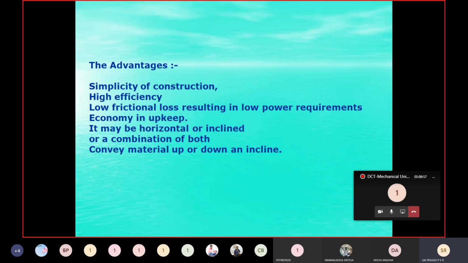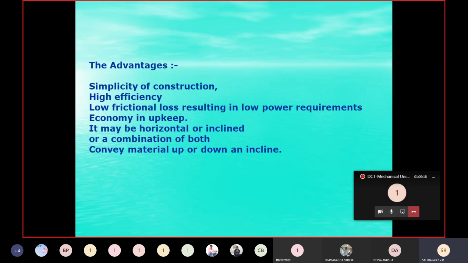Then economy in upkeep. Since its cost is less and it is simple in nature, when we find that we can have a suitable application for this, we don't have any problem going with it, because we can have it within our own budget. There is no problem. It may be horizontal or inclined. That is important, as I said just now.